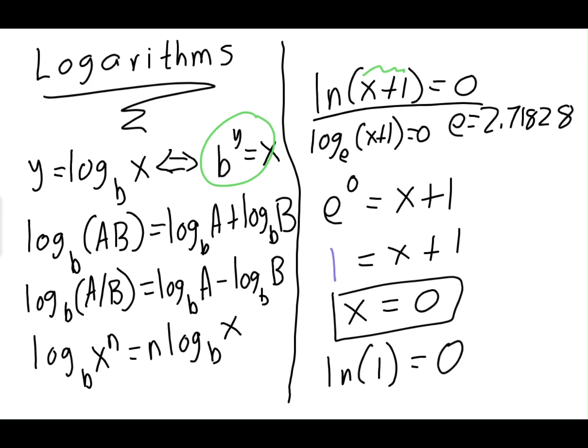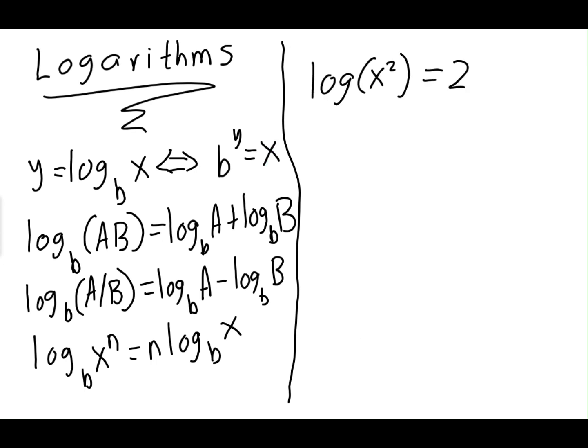Okay, let's look at one last example for logs. Here we have the log of x squared is equal to 2. Now, I did not write a base at all. So if you don't write a base, it's an understood 10. So this means log base 10 of x squared is equal to 2.